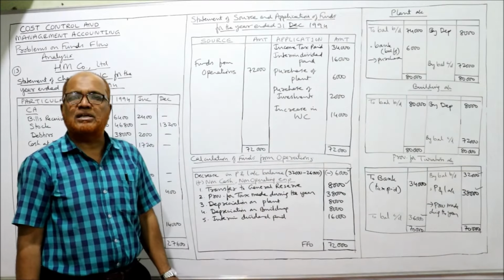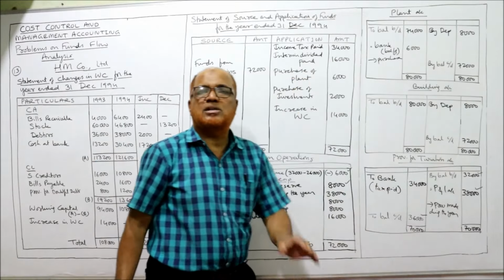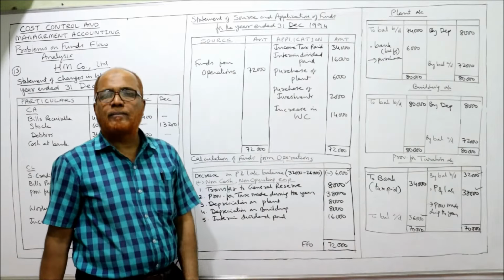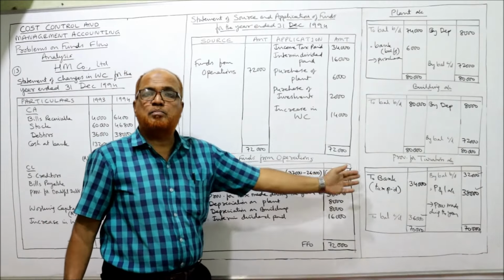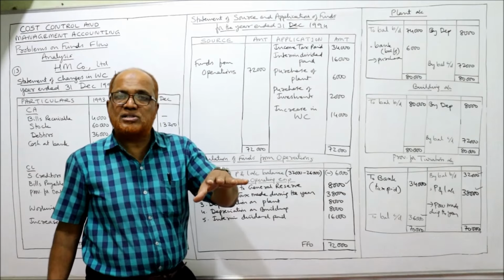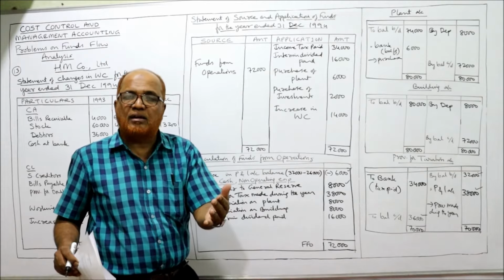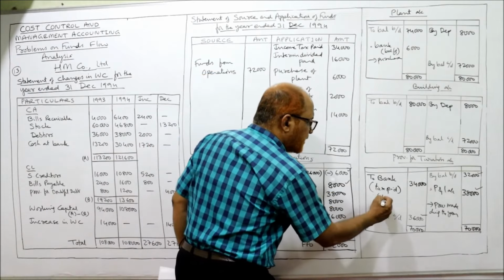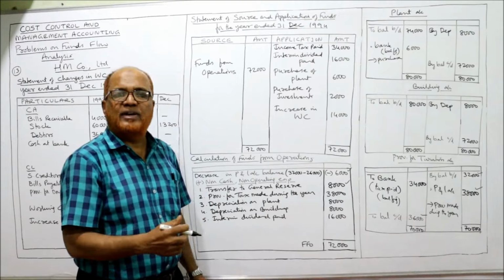Now we can find the balancing figure. The credit side 32 plus 38, 70,000 is the total on the credit side. 70,000 minus 36,000, the balancing figure is 34,000. What is this 34,000? Tax paid. In the last problem, tax paid was given and provision we calculated. In this problem, provision is given and tax paid we have calculated. So balancing figure is tax paid.